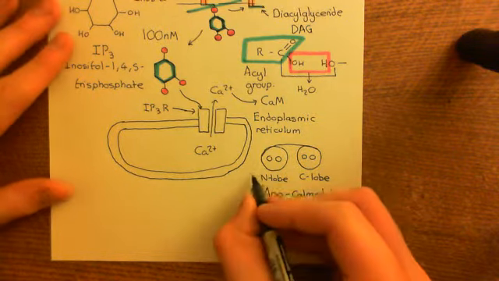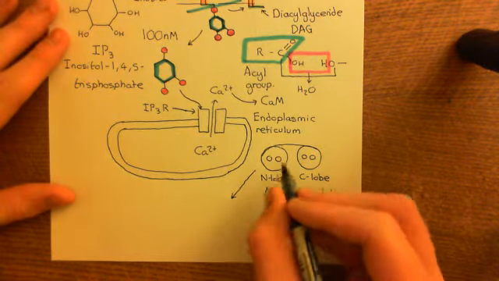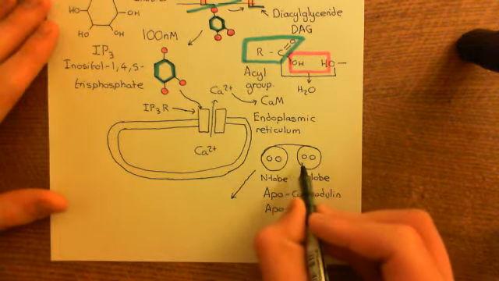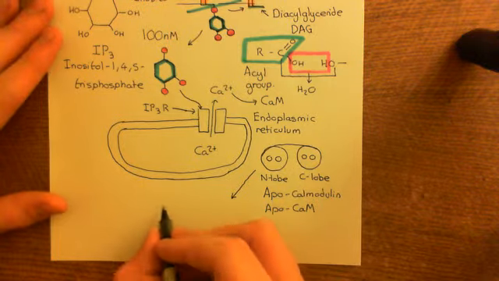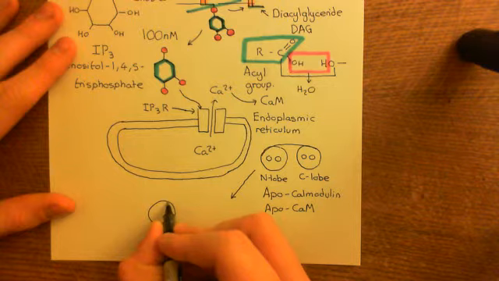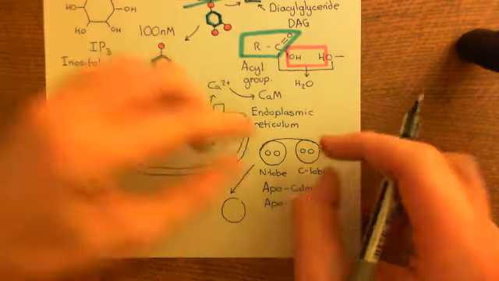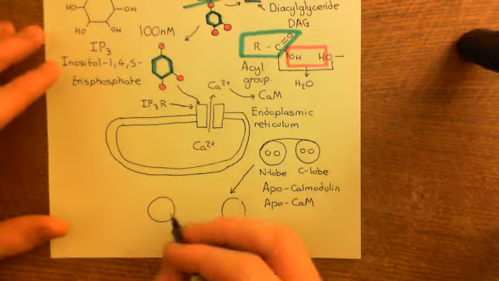Now when calcium binds, i.e. when 4 calciums bind to the calmodulin protein, 1 in each of these calcium binding sites, it causes the 2 lobes to move out from one another. These 2 kind of flip out away from one another.